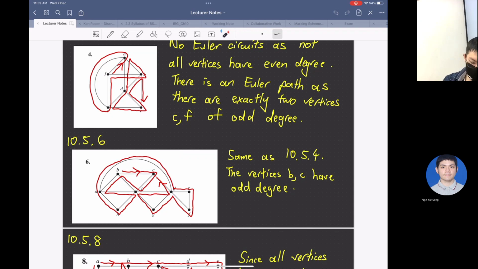10.5.6 is also the same. You can see that B and C have odd degree. So B and C become your starting and ending points. The middle one you have to use your creativity. How to build the middle path, you need to use your creativity, but you know where to start and where to end.